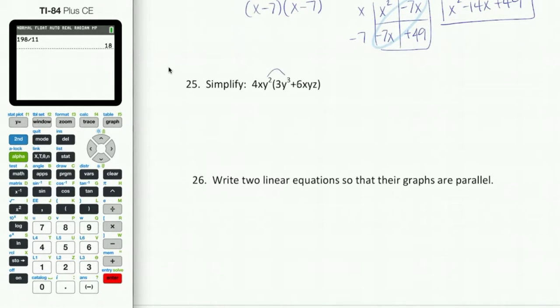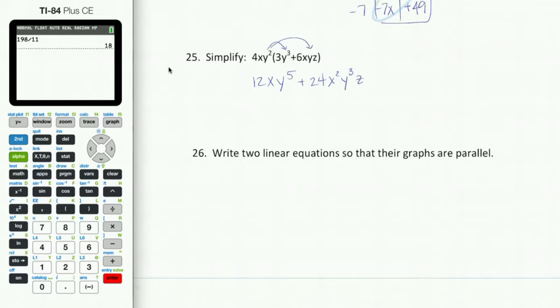Simplify. So we're going to be multiplying. So we're going to get 12xy to the fifth. We're adding our exponents. And 24x squared y cubed to the z power. So we are adding those exponents and multiplying the coefficients.